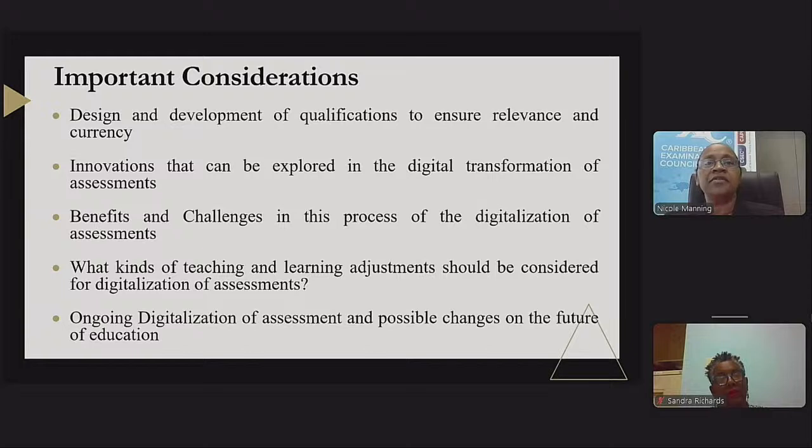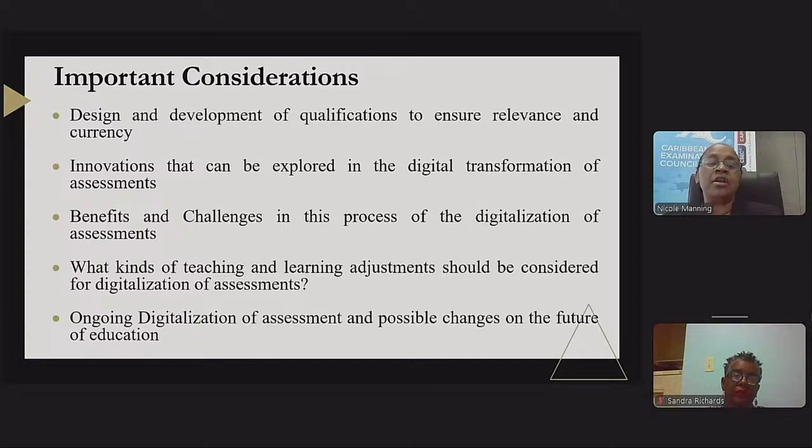Now, important considerations for us as we have the dialogue this morning is to look at how we design and develop qualifications to ensure relevance and currency. Innovations that can be explored in the digital transformation of assessments. What are some of the benefits and challenges in this process of digitalization of assessments? And a question that needs to be answered, even though CXC is not directly involved in teaching and learning, what are those adjustments that are required for the digitalization of assessments, given the fact that it happens both during the teaching and learning space as well as a part of the summative assessment process.